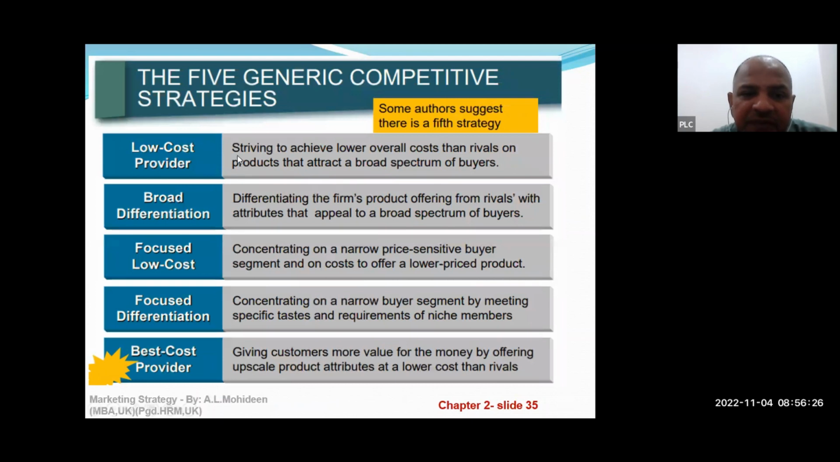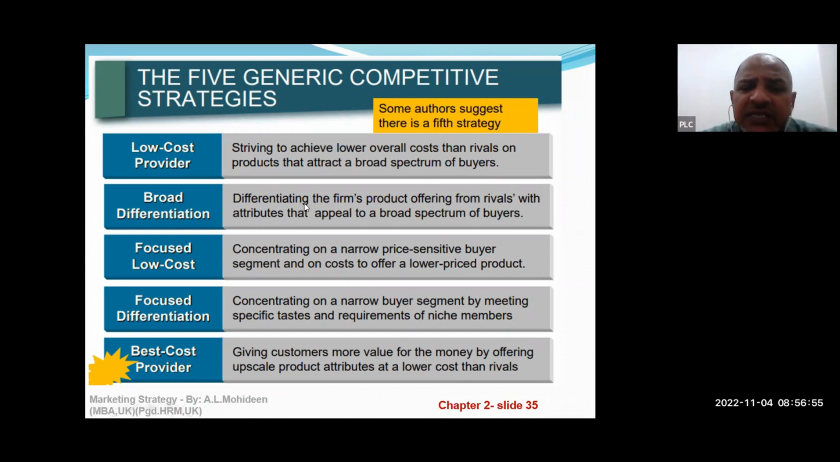Low cost strategy provider. So let's understand one by one. A low cost provider strives to achieve the lower overall cost than the rivals on products that attract a broader spectrum of buyers. So you are going to bring this low cost strategy because you want to bring everything at the lowest price. Okay, example IKEA. We will discuss one by one.